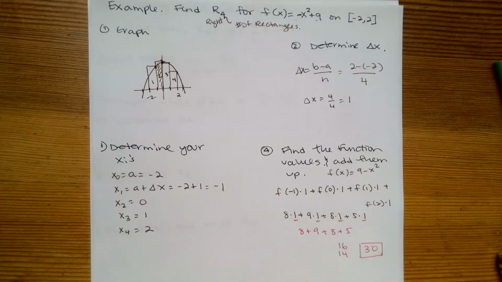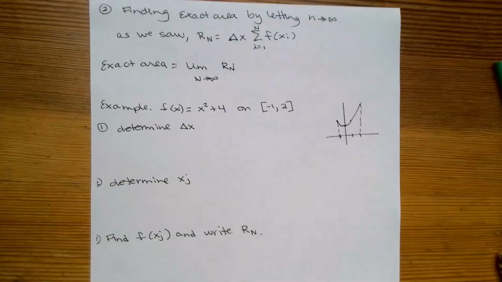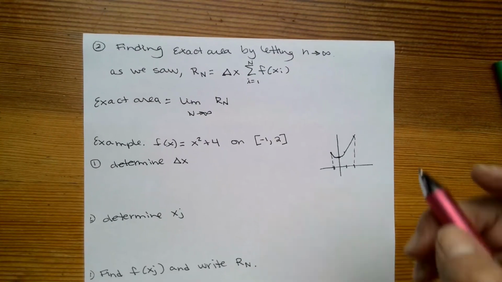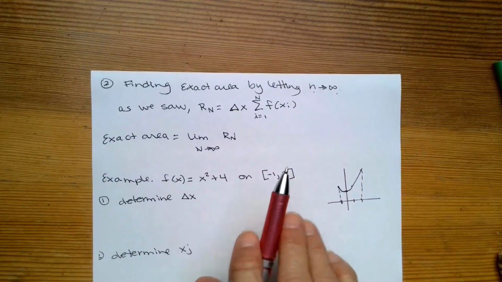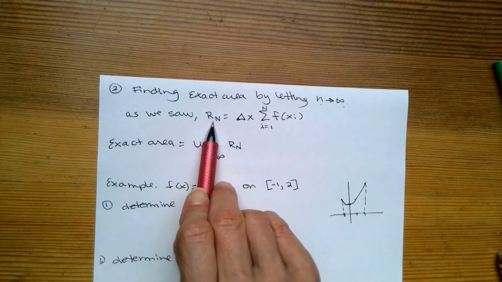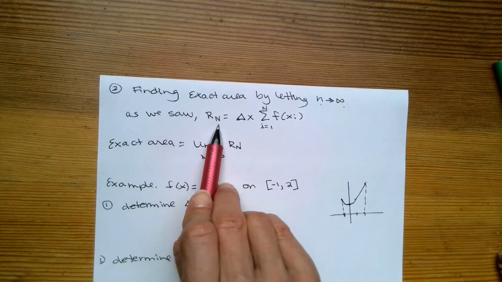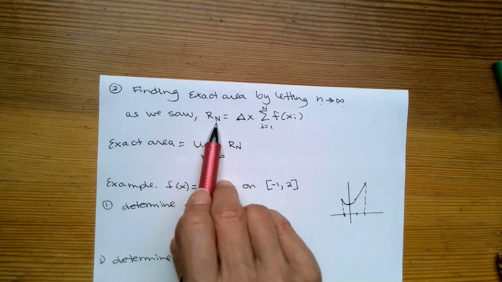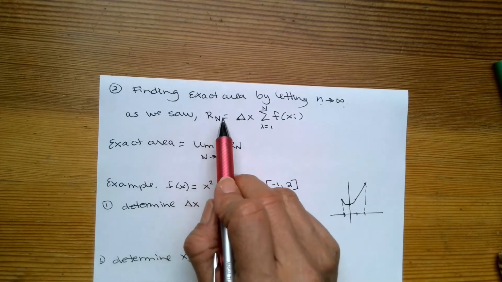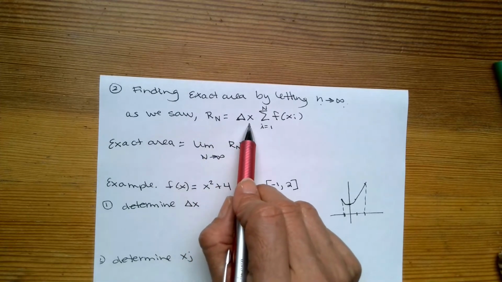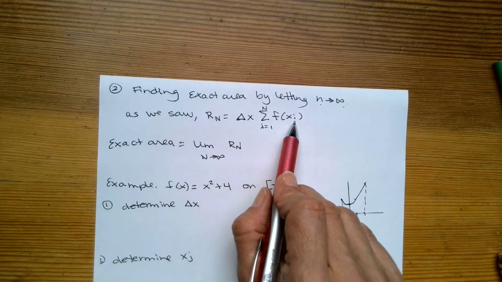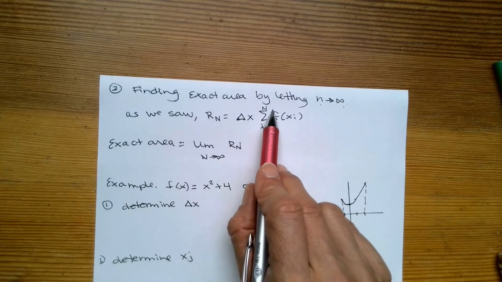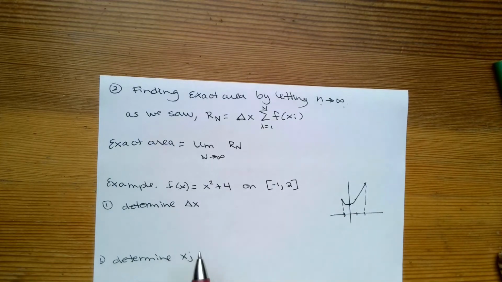All right, so now we're going to take that, and we're going to use it to find an exact area by letting the number of rectangles go to infinity. As we saw, I didn't say it out loud, but those r sub n's, right? So to get the sum of the area of the rectangles, so n rectangles using the right endpoints, so the delta x factored out front, and then we do our function evaluated from i equals 1 to n. We just did that with n equals 4 and delta x equals 1.